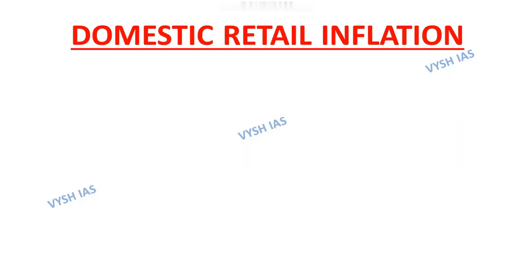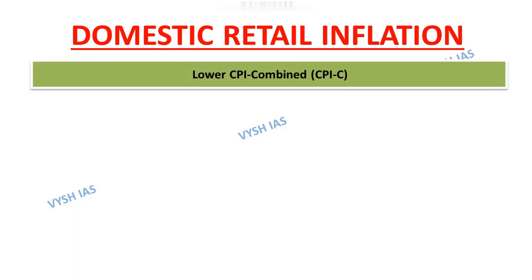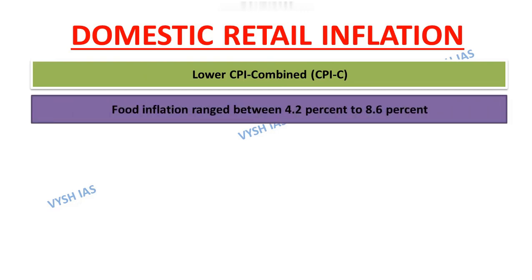So the next topic is regarding domestic retail inflation. Financial year 22 witnessed lower CPI-combined based retail inflation as compared to financial year 21. This inflation was driven by higher food inflation, while core inflation stayed at a moderate level. Food inflation ranged between 4.2% to 8.6% between April and December 2022, while the core inflation rate stayed at around 6% except in April 2022.